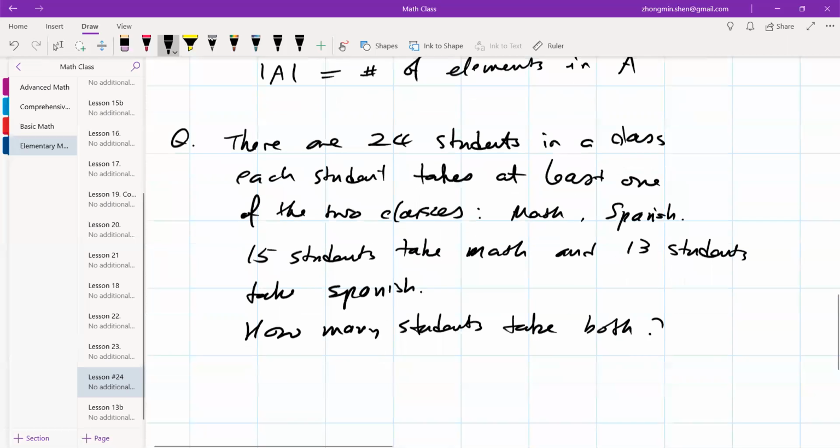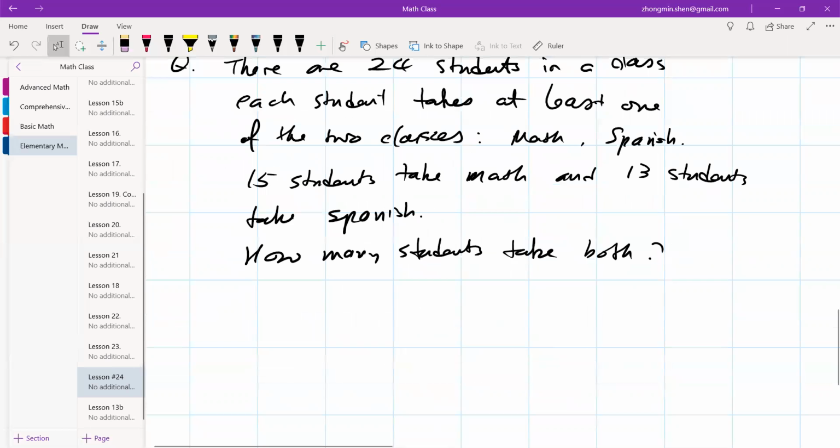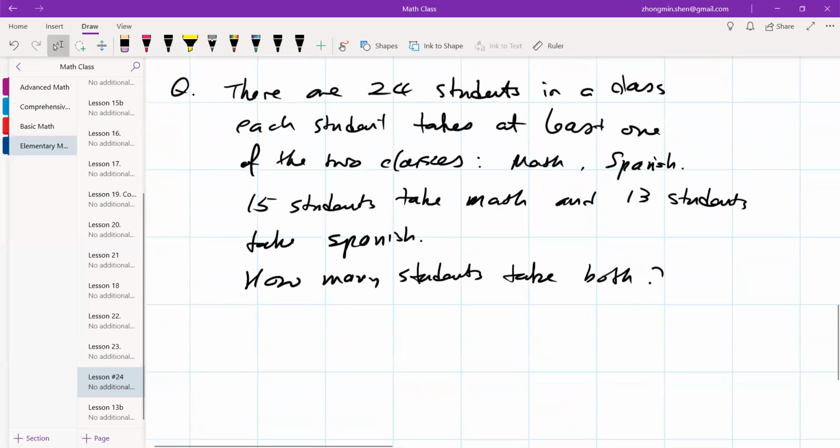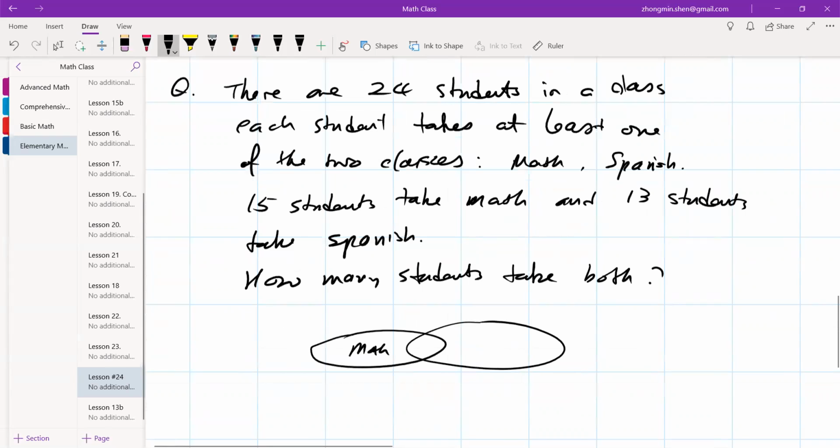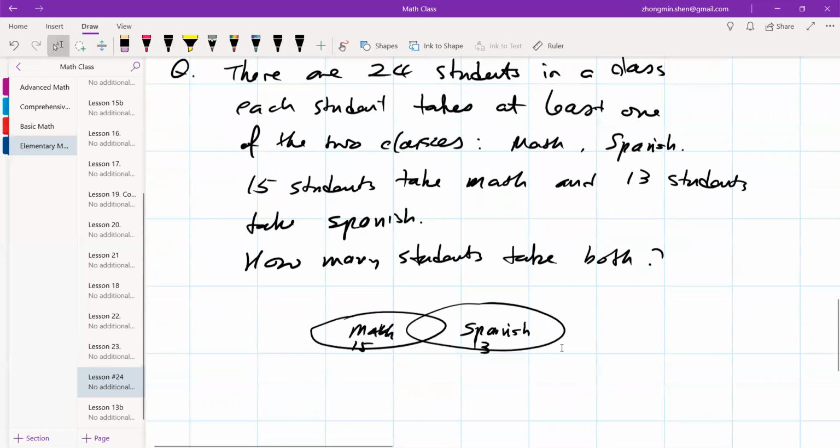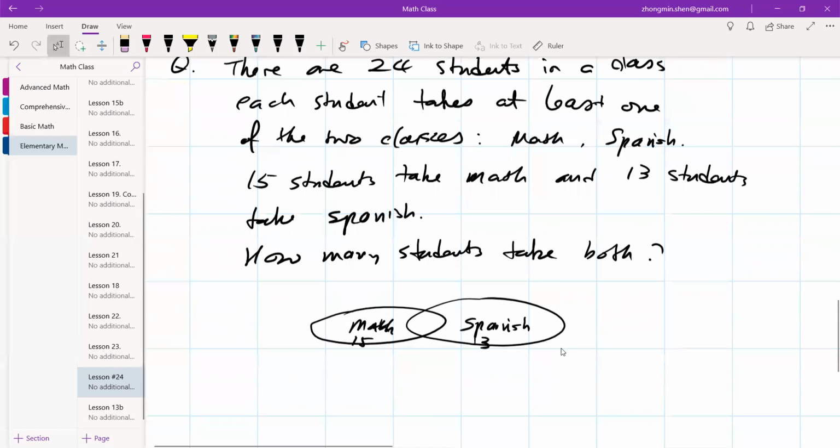All right. Well, I got so many answers so quickly, right? So the idea is, you have these two groups, the math course and the Spanish course. You have a total here of 15 and 13. But if you just add them together, that will be more than the students in the whole class, right? So 28. So there will be an overlap part.